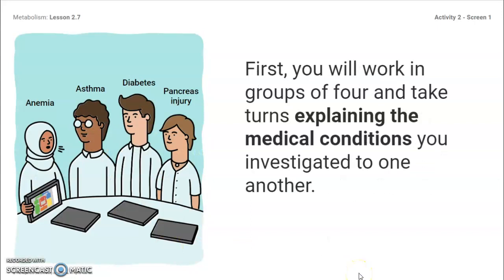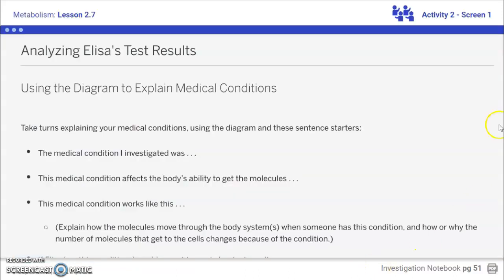First of all, you're going to work in groups of 4 and take turns explaining the medical condition that you investigated with one another. So you want to discuss it with the group members to make sure everybody's on the same page. There should be one person from each of the different possibilities for what she might have: anemia, asthma, diabetes, and pancreas injury, and work together to explain it to each other to make sure you all understand. So you want to make sure you say that the medical condition that you investigated was this, that affects the body's ability to get molecules, and then the condition works like this.